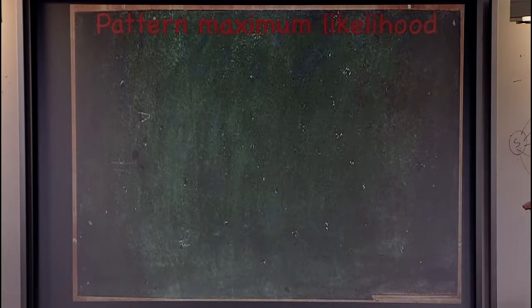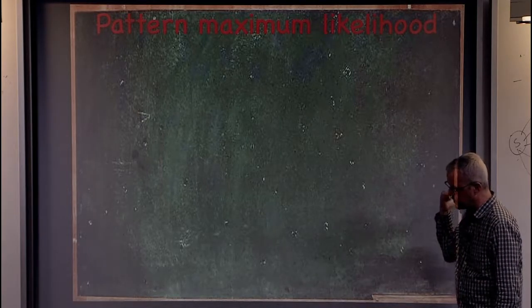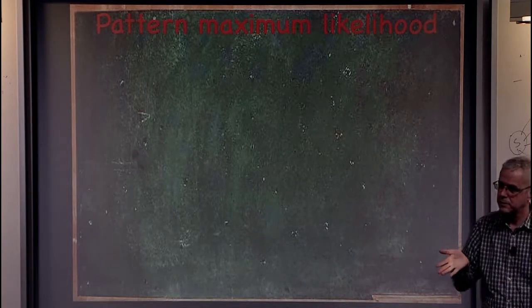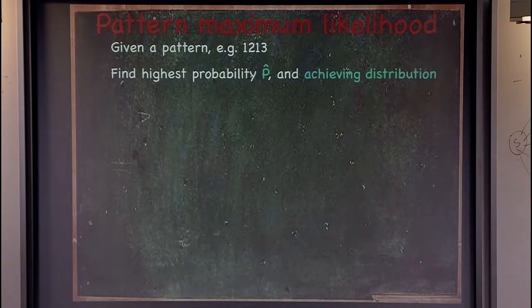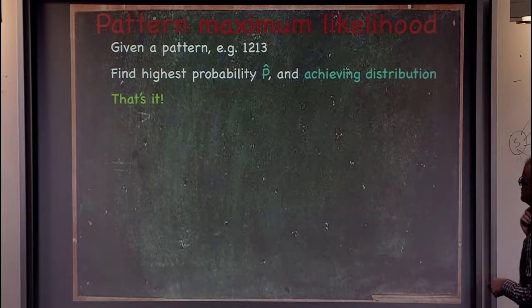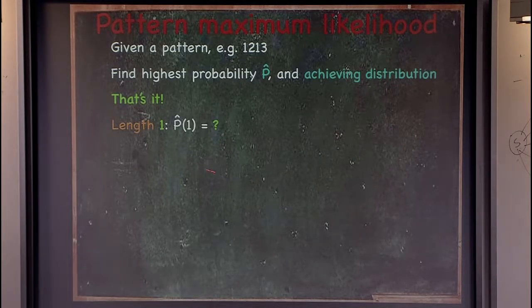So what we want to do is the maximum likelihood that we did before, but on the pattern rather than the sequence. Given a pattern, for example 1, 2, 1, 3, we want to find the highest probability p hat that this pattern can get, and the distribution that achieves it. And that's it. So let's look at length 1.